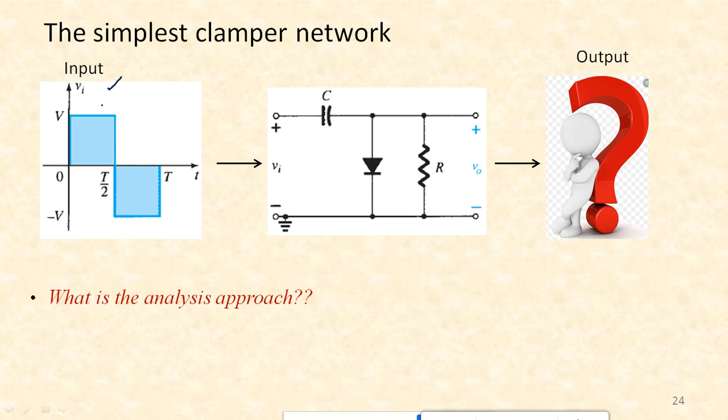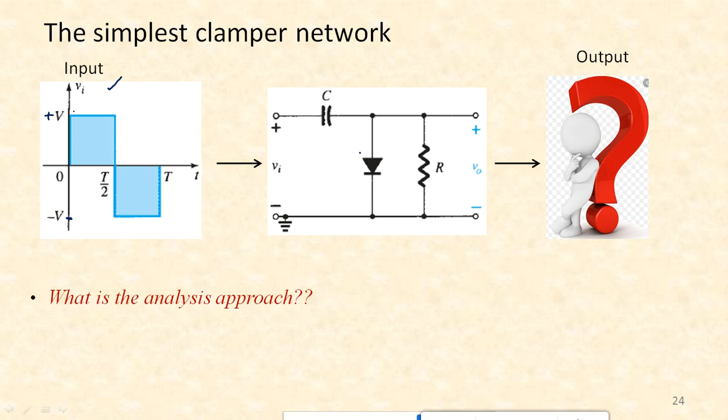That's the input signal, which is a square pulse. During the positive half cycle, plus V is the maximum amplitude, and during the negative half cycle, minus V is the maximum amplitude. The period of the square pulse is from 0 to T, and it is continuously varying with respect to time. What about the clamper network?